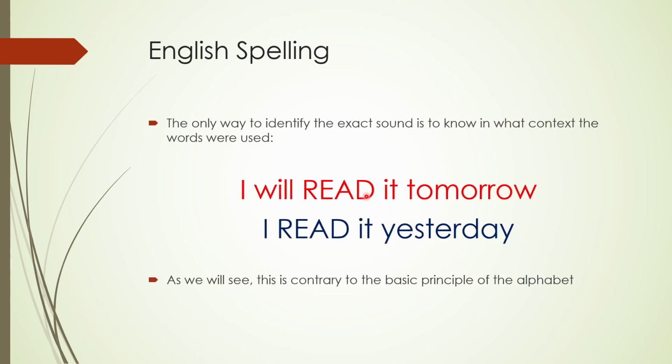The only way to identify the sound is to know in what context the word was used. So here we say, "I will read it tomorrow," because we can tell that this is in the future tense. So the verb read is in future tense, while here it's in past tense. So we would say, "I read it yesterday." Now, as we will see, this is contrary to the basic principle of the alphabet.